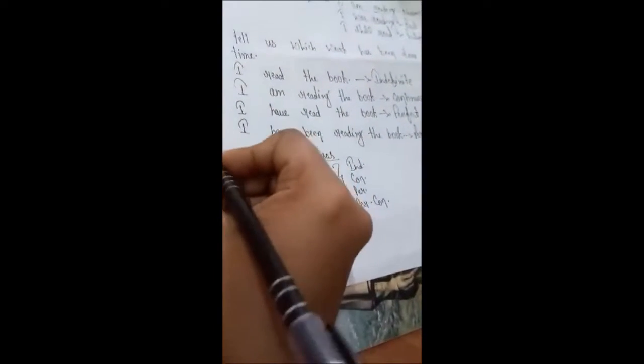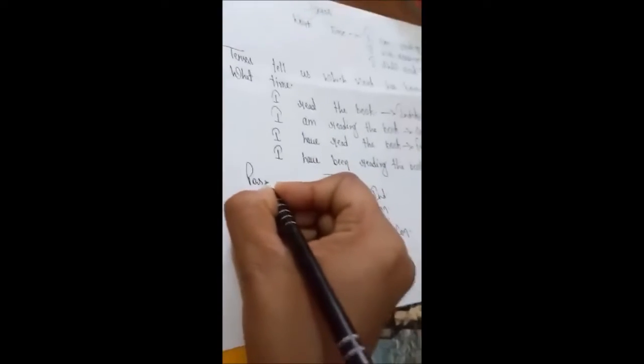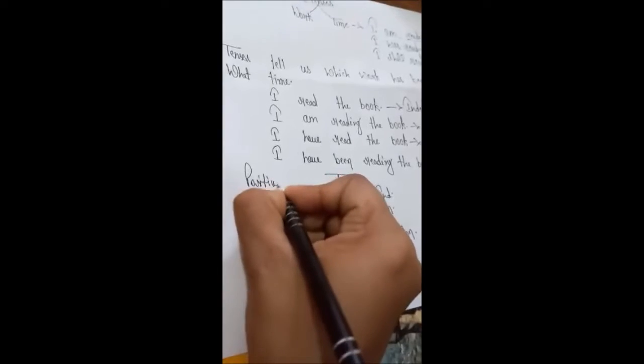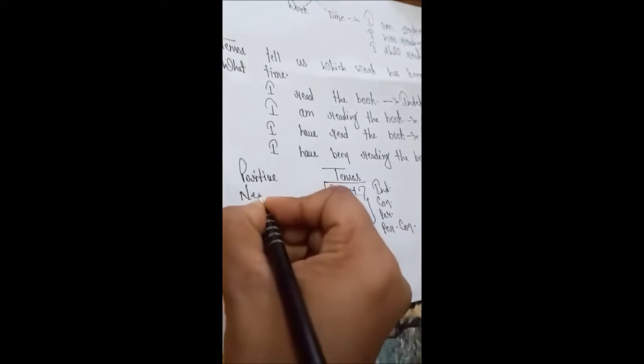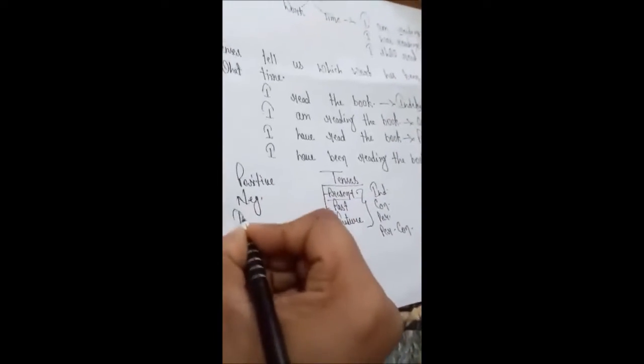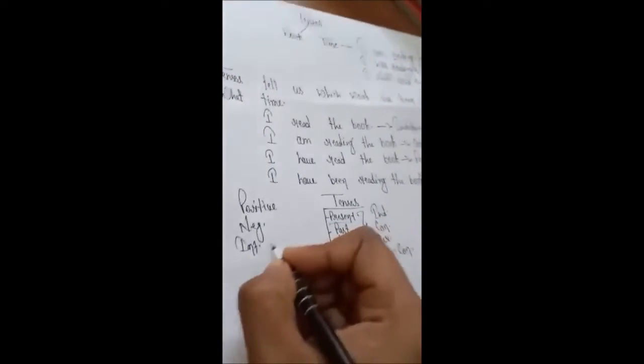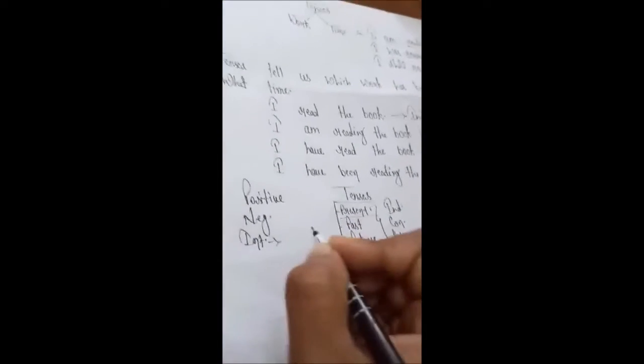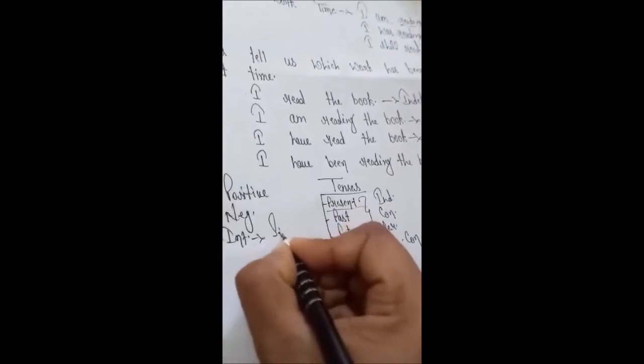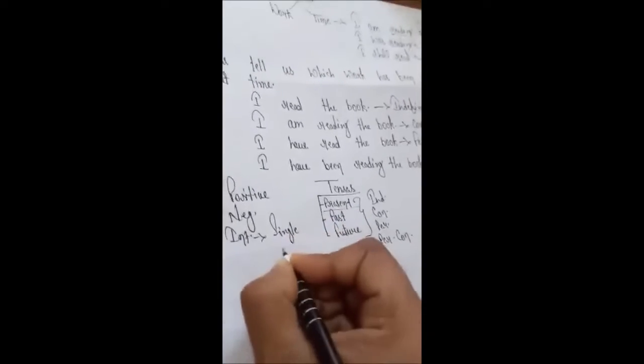But basically, how many sentences do we study in tenses? That are positive, negative, and interrogative. Interrogative has also 5 types, but basically in tenses we study only 2 types of interrogative, that is single interrogative and double interrogative.